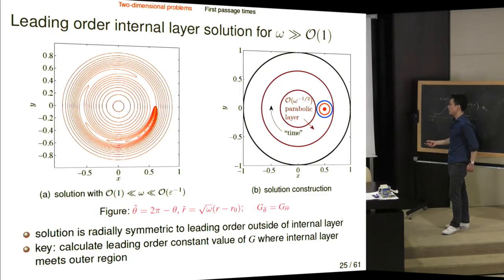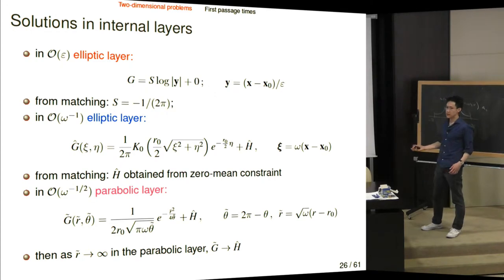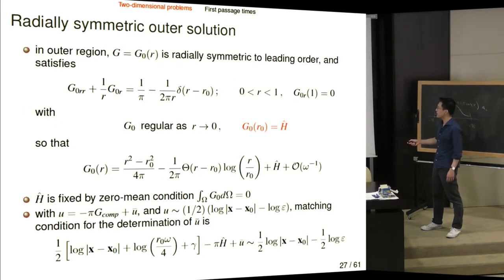Essentially the value of G along here. In each of these layers, you can compute an exact solution, and then you do the matching. So this H bar here, I'm not going to go through this, but you can solve exactly in each layer. And this H bar gets fixed by the zero mean condition.